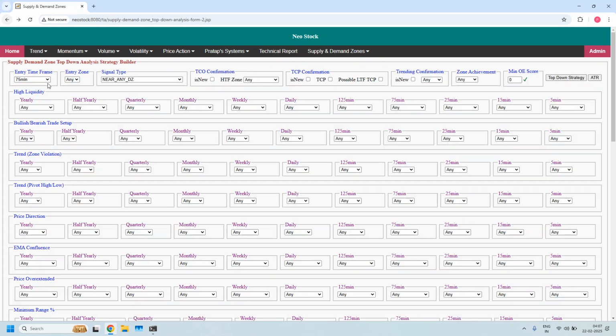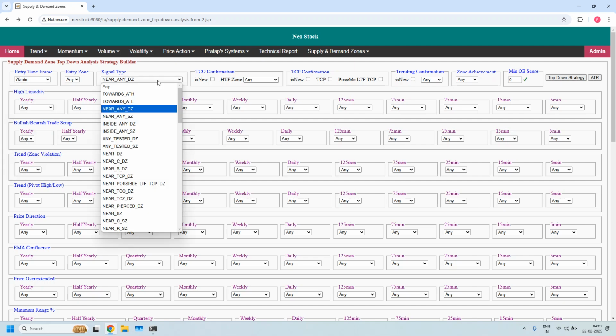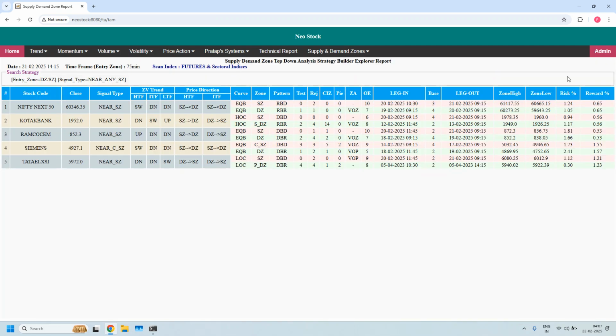Next, for 75 minutes time frame, stocks near 75 minutes supply zone, we got 5 stocks. Let us identify high liquidity supply zones from this list. Siemens, it is a pierced zone, so it is not valid. So we don't have any high liquidity 75-minute supply zones from this list.